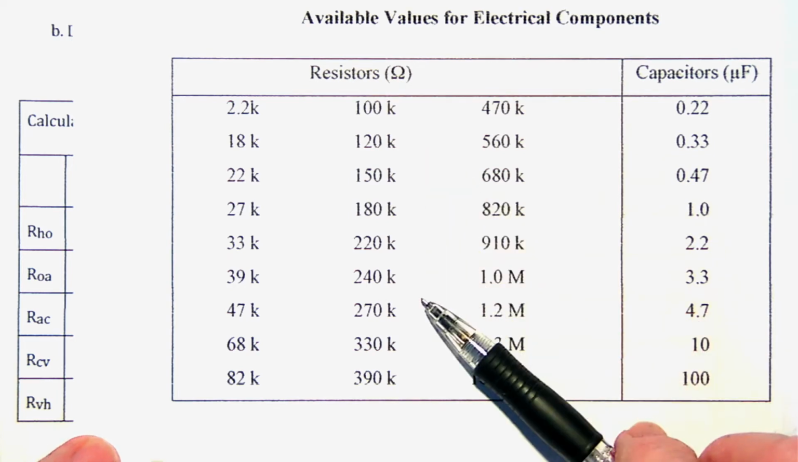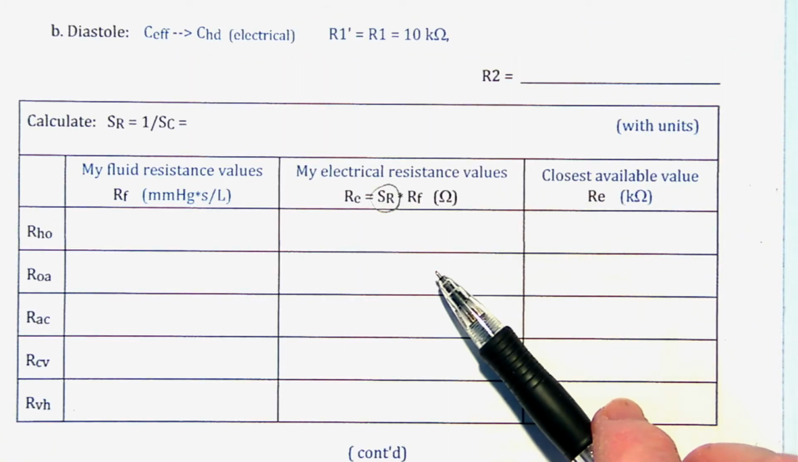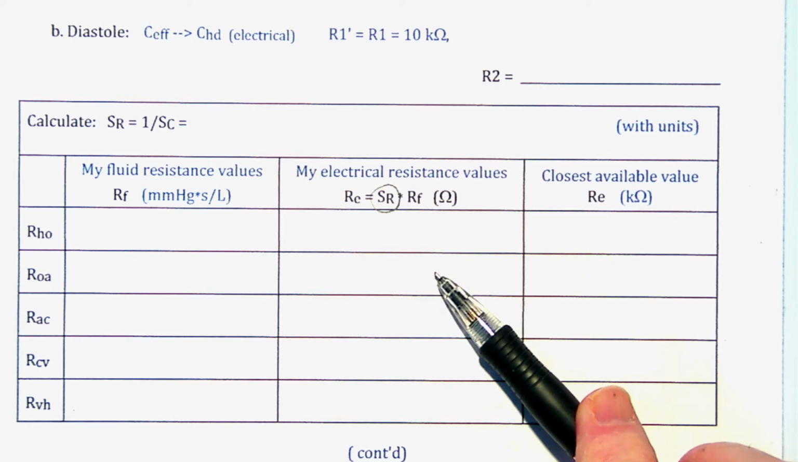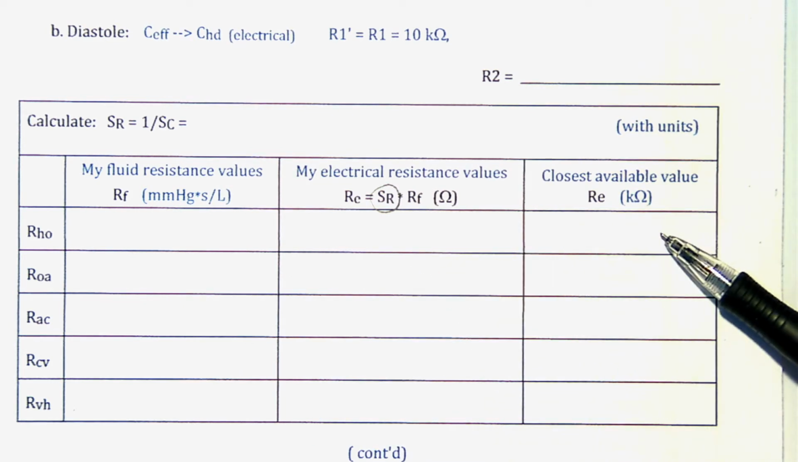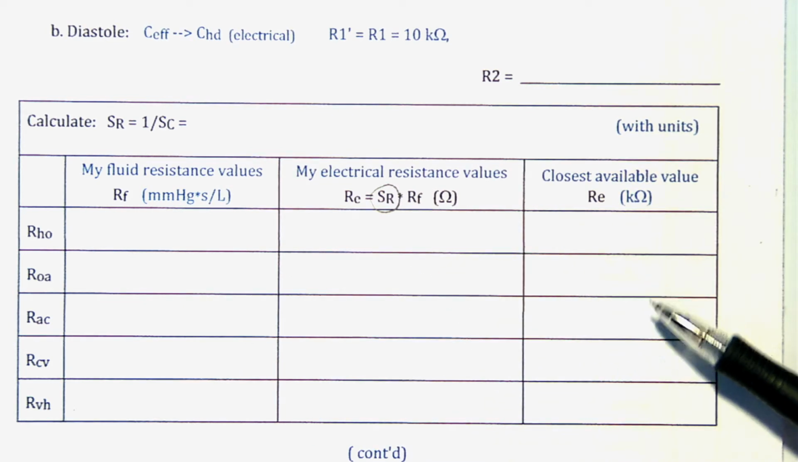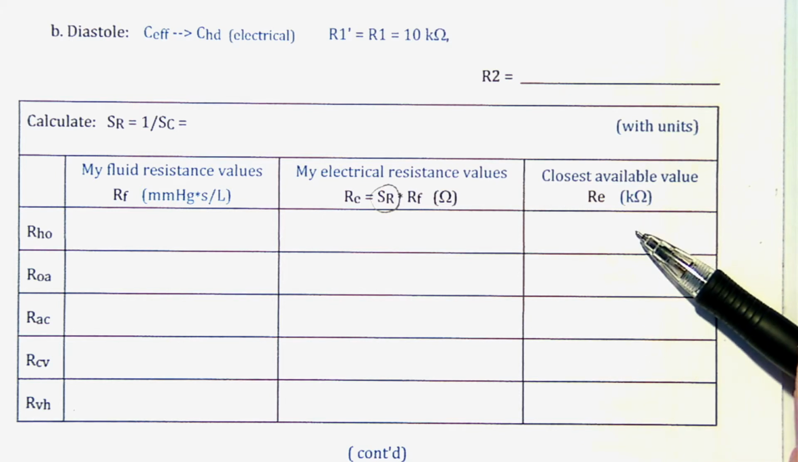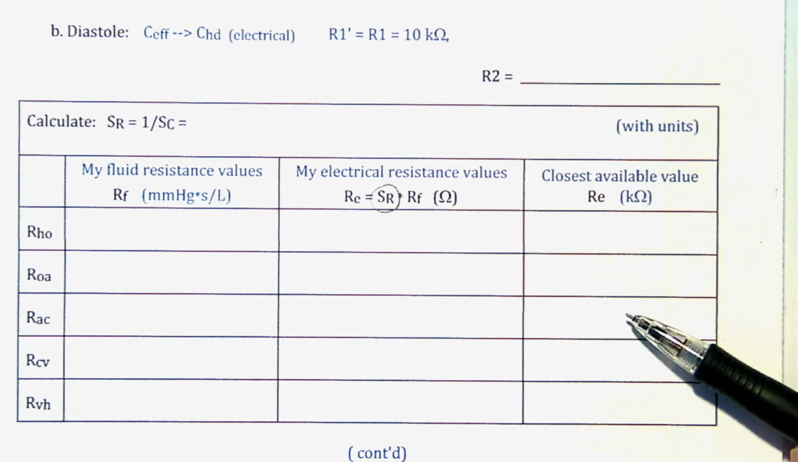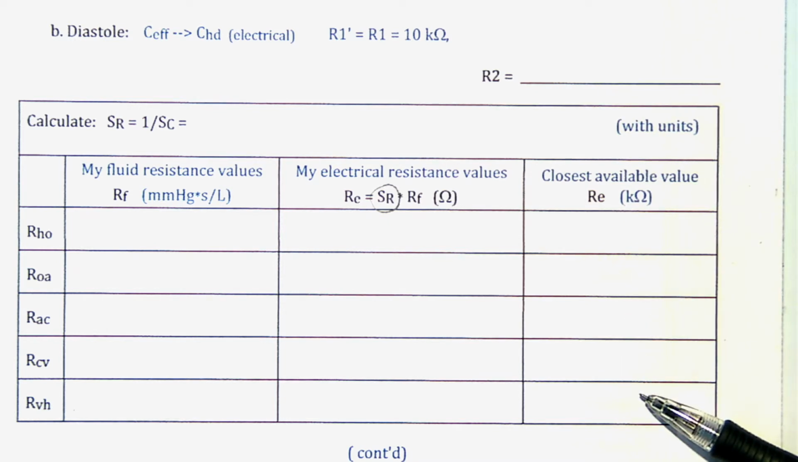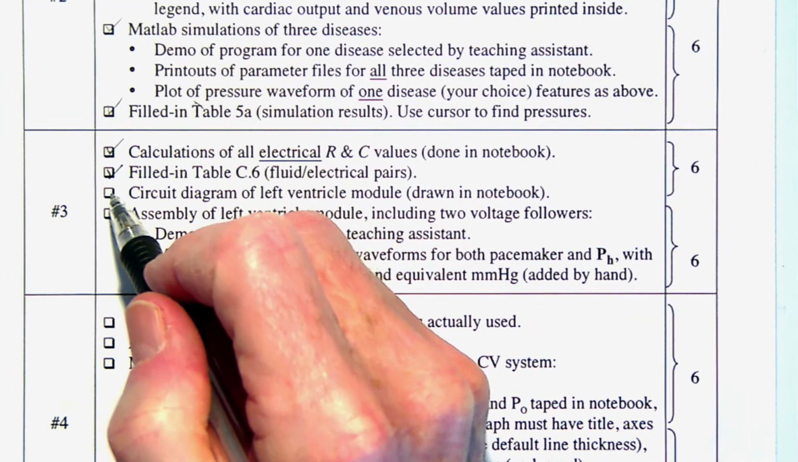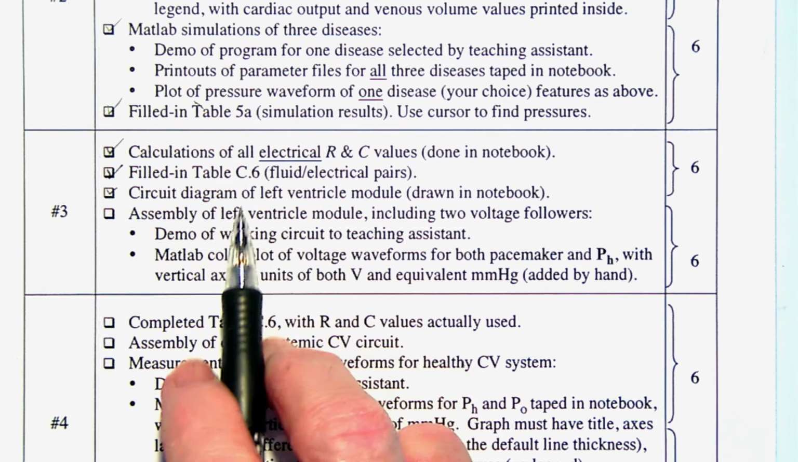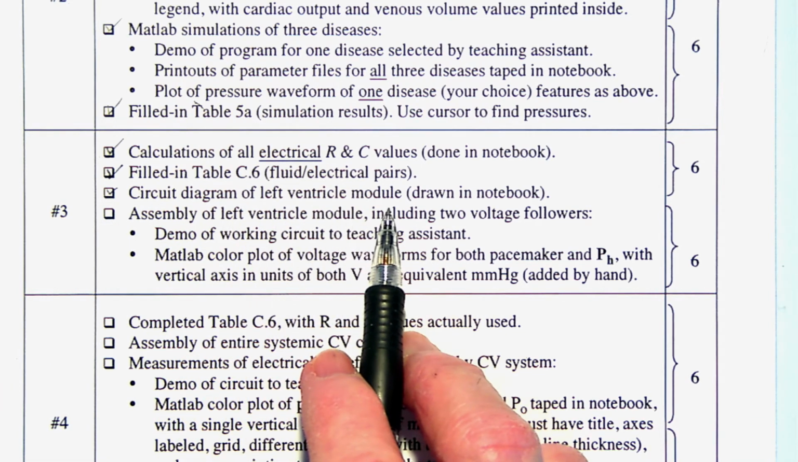Find the closest one to your calculated values, and put those closest available values in this column right here. And actually, if you have to round, I would round down on each of these because it's going to give you a little bit better cardiac output. Now, going on to our next item, we want to consider the left ventricular module. We'll do that next.